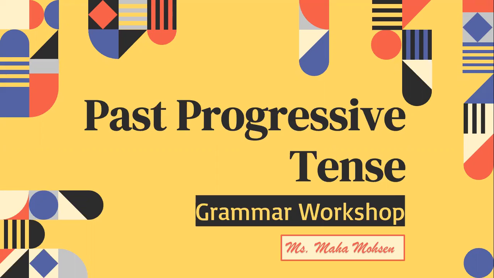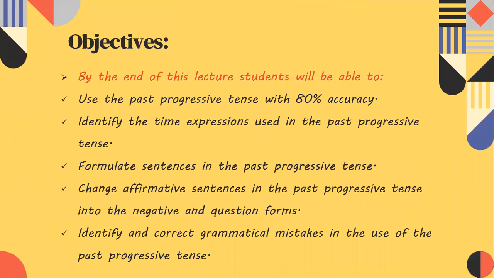In this lecture, we're going to start with a new grammar lesson, which is the past progressive tense. So here are the objectives. By the end of this lecture, you will be able to use the past progressive tense with 80% accuracy. You'll be able to identify the time expressions used in the past progressive tense, formulate sentences in the past progressive tense, change affirmative sentences in the past progressive tense into the negative and question forms, and identify and correct the grammatical mistakes in the use of the past progressive tense.